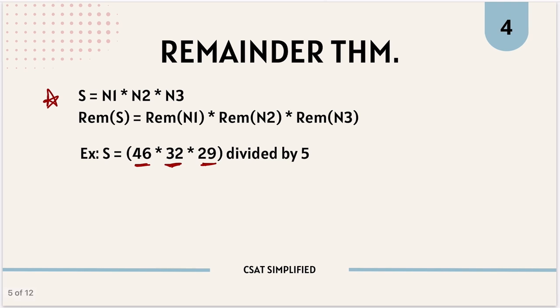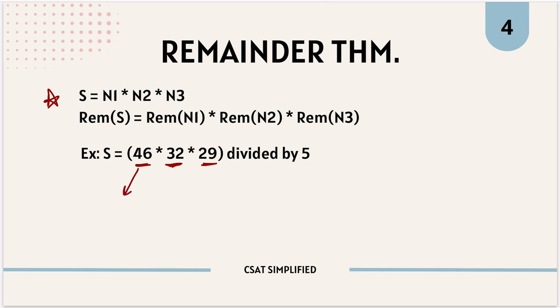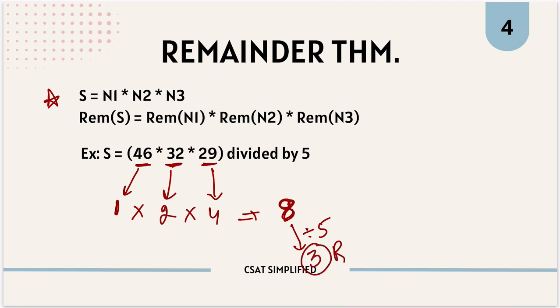What is the correct way? You find the individual remainders first. Again, the individual remainders are 1, 2, 4. And now what are you going to do? You multiply: 1 into 2 into 4 is 8. Now, since 8 is greater than 5, do the division one more time and you are left with a remainder of 3. I hope it is clear how to use the remainder theorem for addition and multiplication.